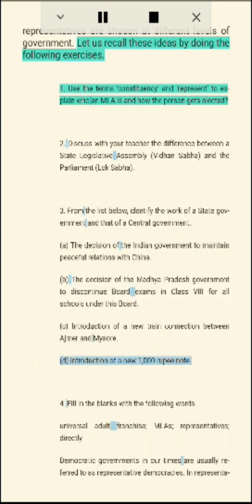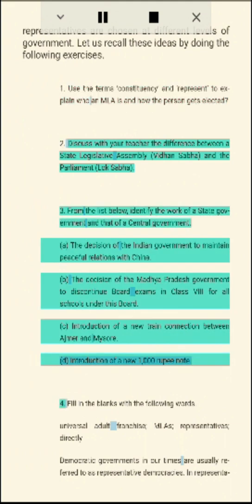1. Use the terms constituency and represent to explain who an MLA is and how the person gets elected. 2. Discuss with your teacher the difference between a state legislative assembly, Vidhan Sabha, and the parliament, Lok Sabha. 3. From the list below, identify the work of a state government and that of a central government.